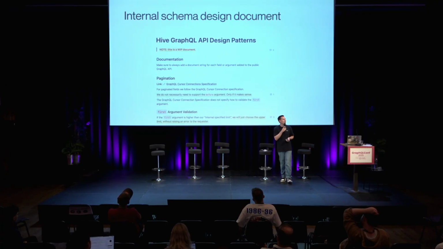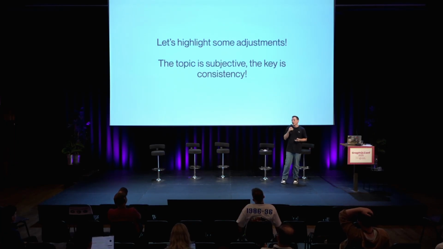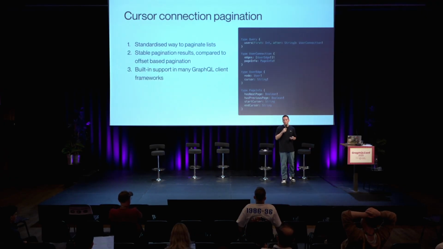So we came up with an internal schema design document that I set up, and then people started commenting, we started discussions, and from there we came up with something that everyone feels comfortable with and that we can use as a reference as we start refactoring the GraphQL schema. And I want to highlight some stuff here because the topic is very subjective, every team could have other preferences on how they want to design their GraphQL schema. I think the most important part is that it's consistent across the team.